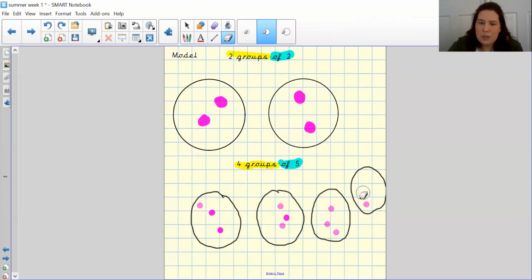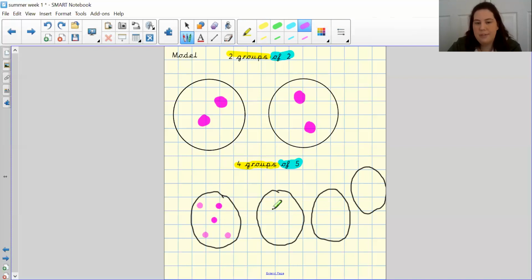Your best option is to make sure that you start in one group and then continue until you finish that full group. So 1, 2, 3, 4, 5. That has one group of 5 in it. 1, 2, 3, 4, 5. Another group of 5. 1, 2, 3, 4, 5. Another group of 5. 1, 2, 3, 4, 5. So I now know that every one of my groups have 5 in it.